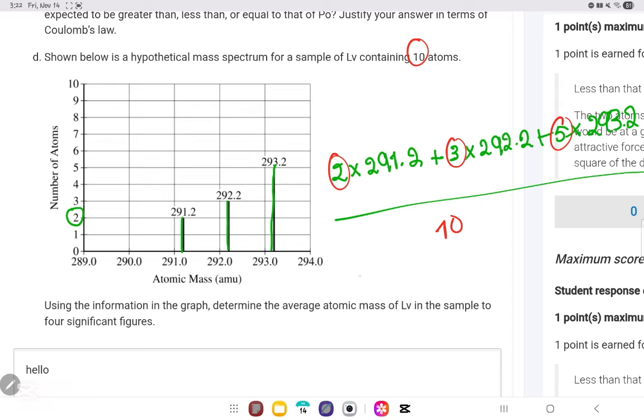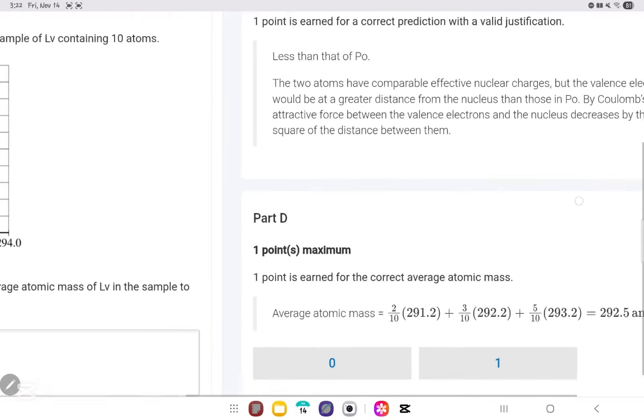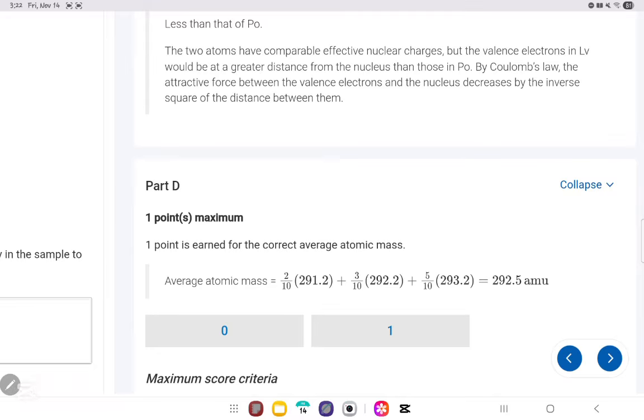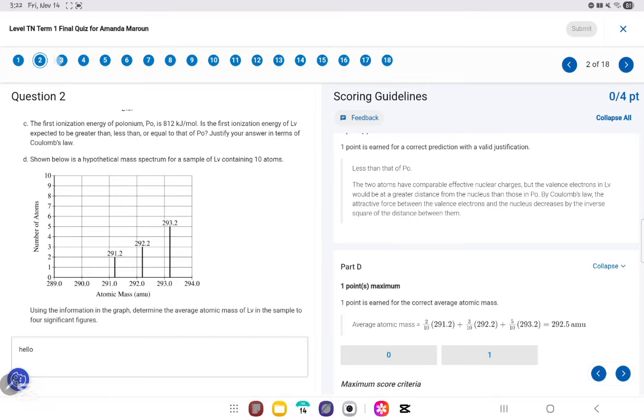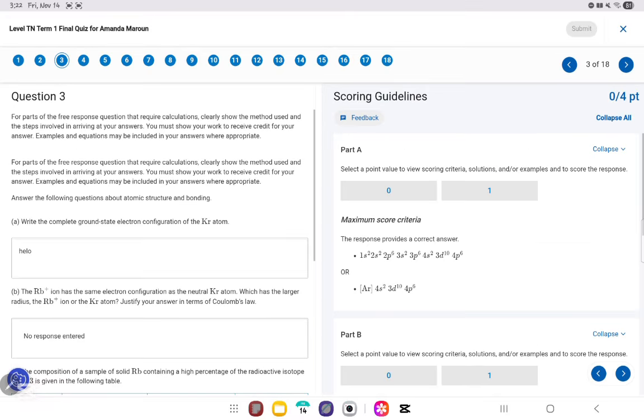And you will get your answer to be 292.5 AMU. You're supposed to add the AMU because it's average atomic mass. So my answer is 292.5 AMU. That's it for question number 2. We'll move on to question number 3.